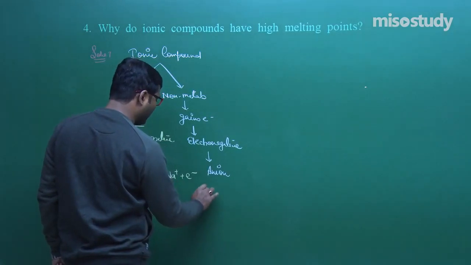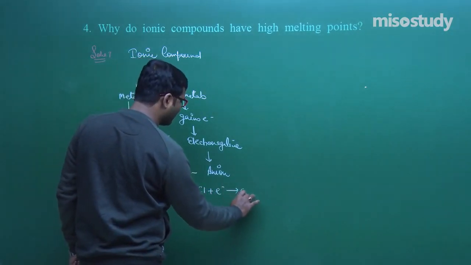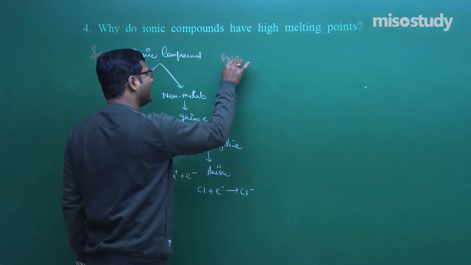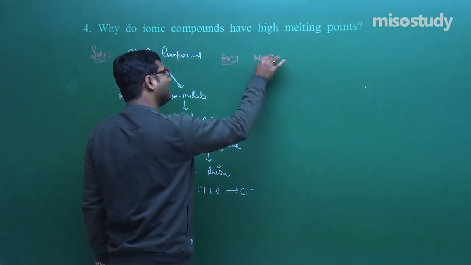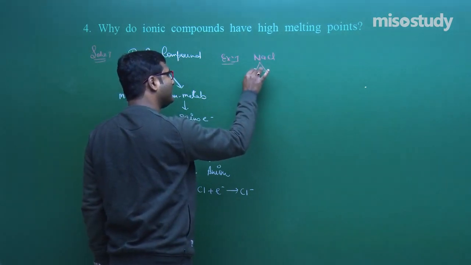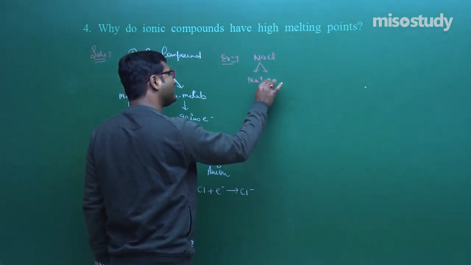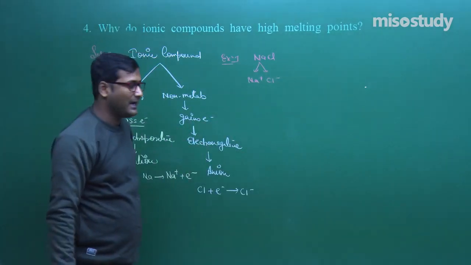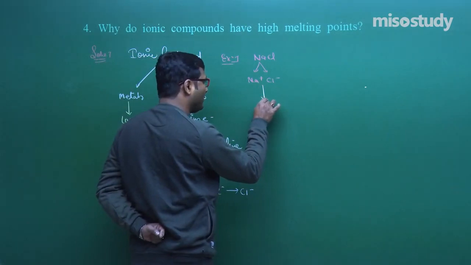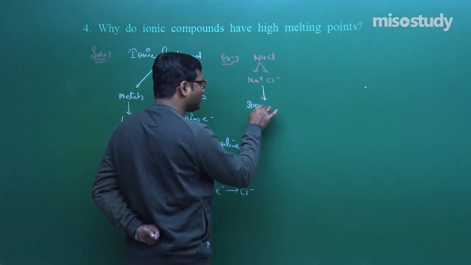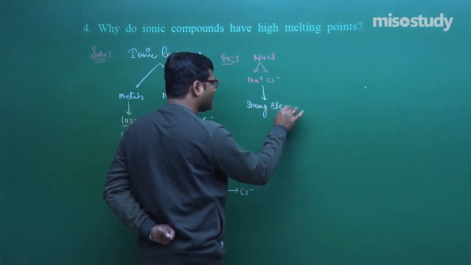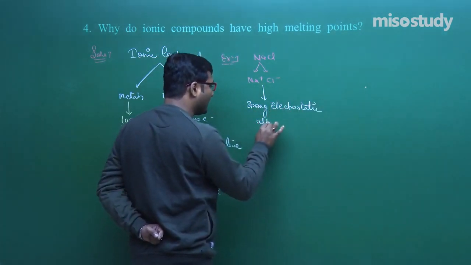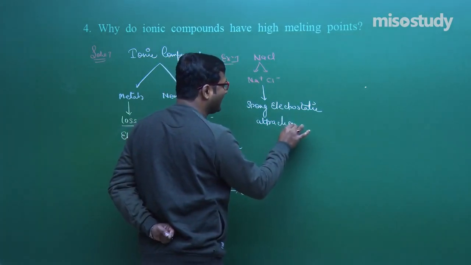For example, if I write chlorine plus 1 electron gives Cl minus. If we form NaCl, that means in NaCl there is Na plus and Cl minus, one is a cation and the other is an anion, that is, plus and minus charge. So between them there is a strong electrostatic force of attraction. Again I am repeating, a strong electrostatic force of attraction.